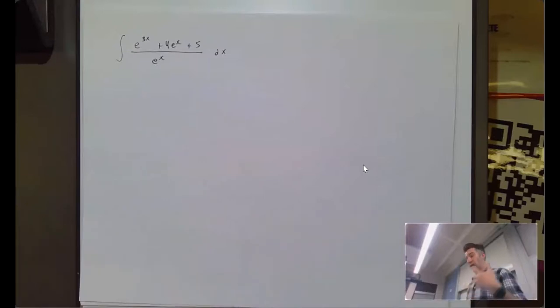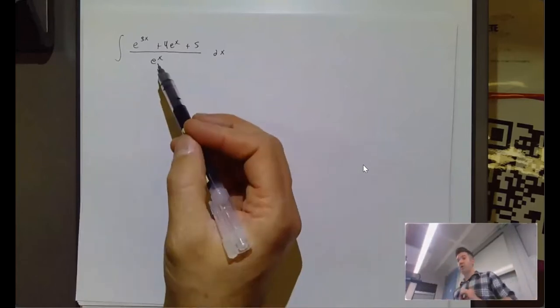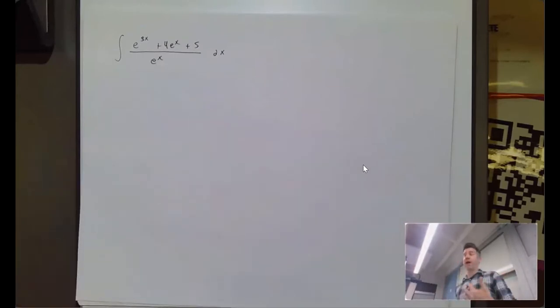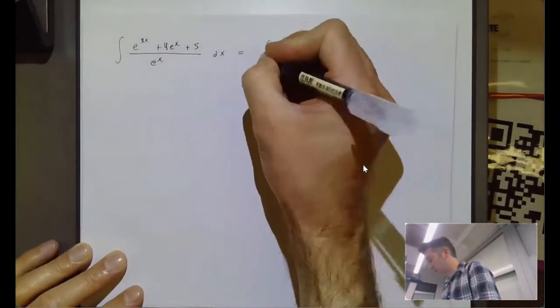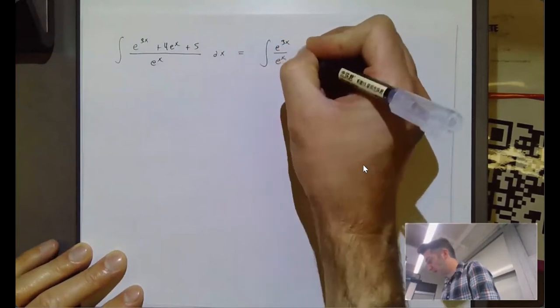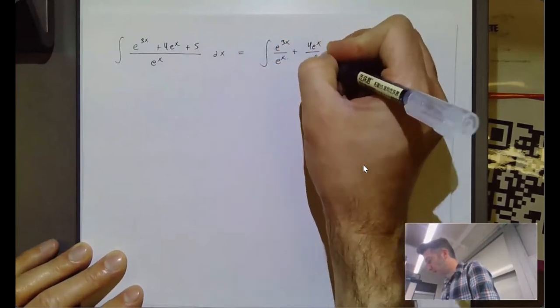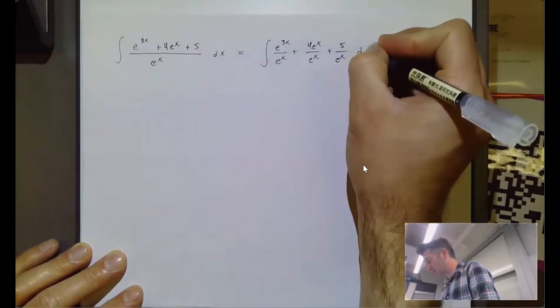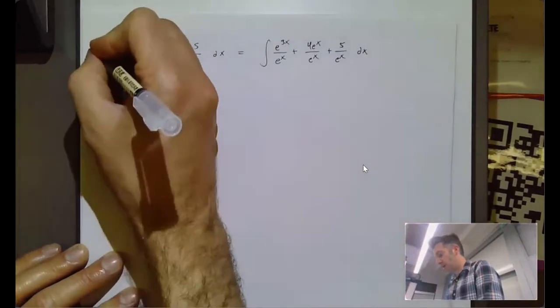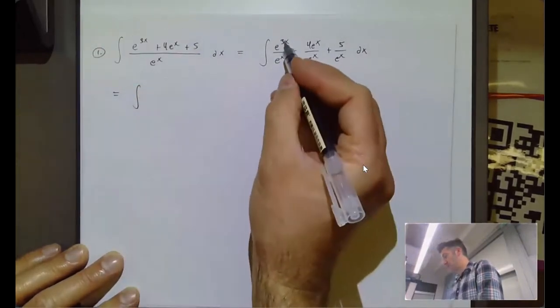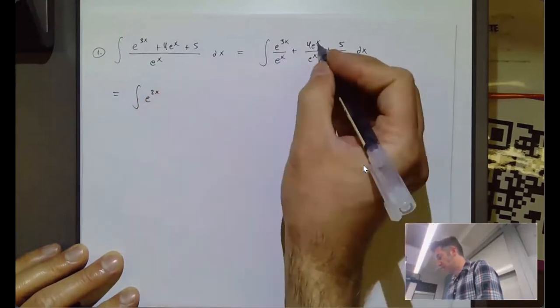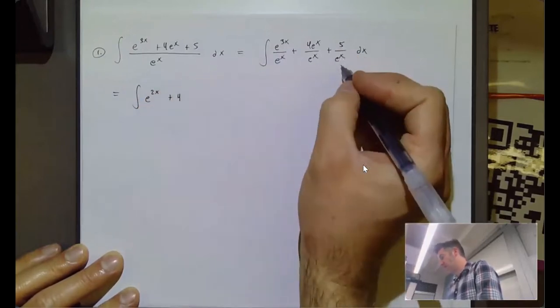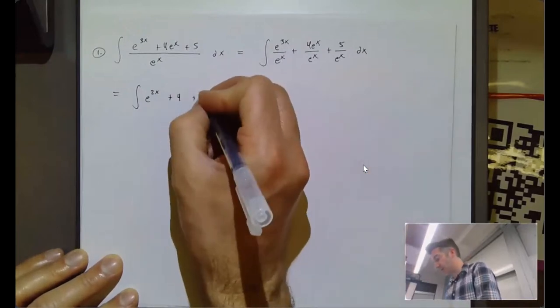When I see a fraction where there's one term in the denominator and many terms in the numerator, I often think I should probably try just dividing each thing by that term. So I'm going to rewrite this as the integral of e to the 3x divided by e to the x plus 4 e to the x divided by e to the x plus 5 divided by e to the x. And really, you can skip that step and go straight to saying this is going to be the integral of, let's see, 3x minus x is e to the 2x. E to the x over e to the x cancels. And 5 over e to the x, I would certainly rewrite as 5 times e to the negative x.